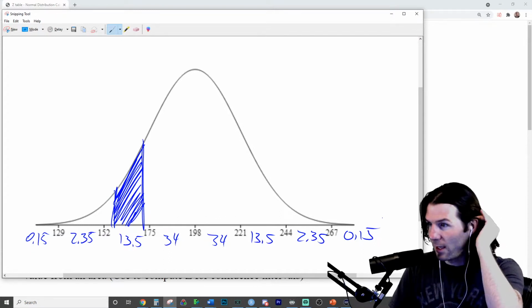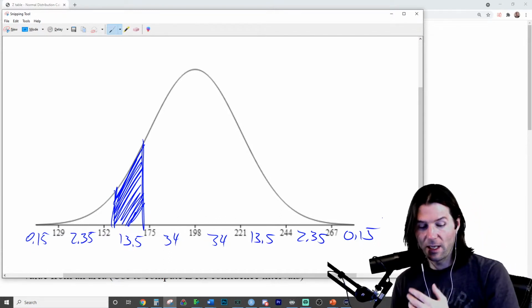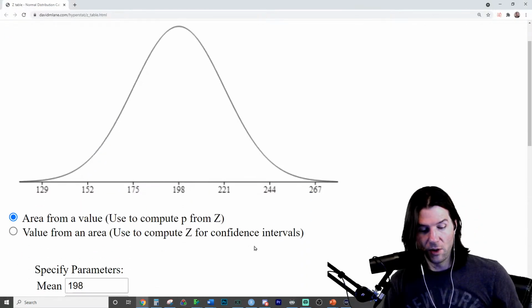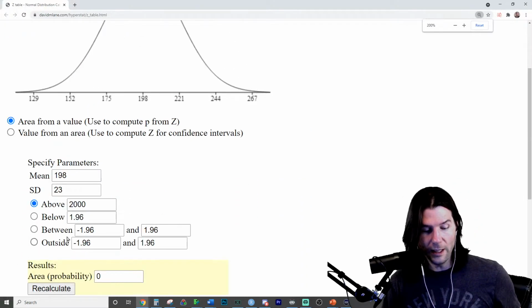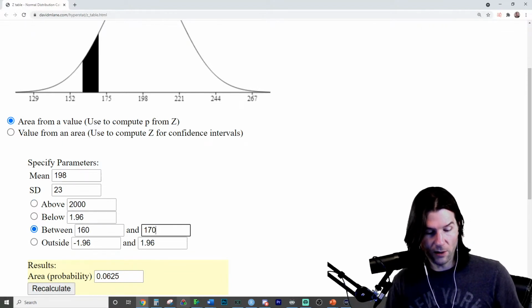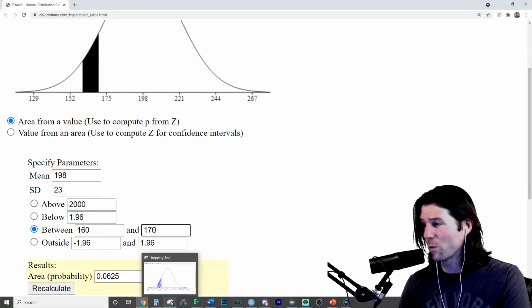That's a really tough one to guess. I'm going to guess 9%. It's going to be very hard to guess. But we don't have to guess it. We can just go between 160 and 170. How good did my picture look? I said it's 6%. That's a really tough one to guess.